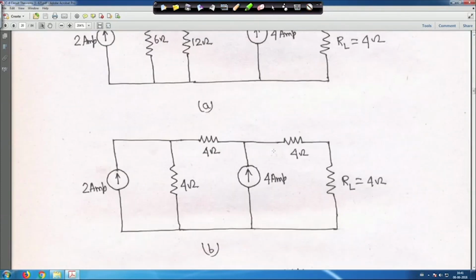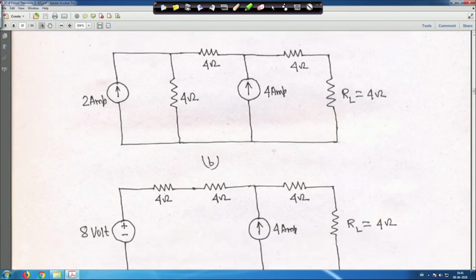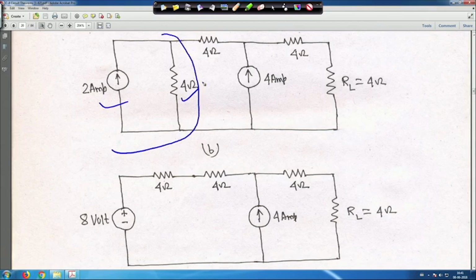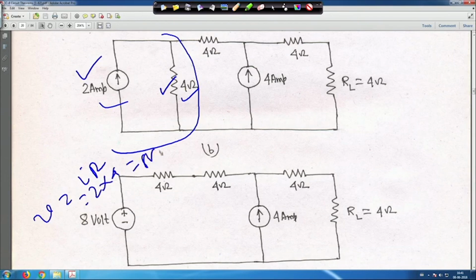Now what you can do is convert this current source and these two to a voltage source, with a 4 ohm in series. Therefore, V is equal to IR. This is 2 ampere and this is 4 ampere, so 2 into 4, that is 8 volt. Here it is 8 volt and the direction is upward.